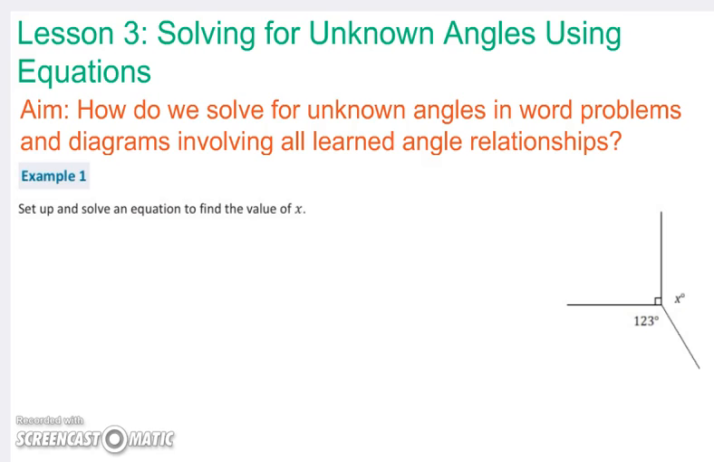So example 1, we're going to set up and solve an equation to find the value of x. Now in our previous lessons, we looked for a couple different angle relationships to help us out. To start off, we always try to look for vertical angles, which were those bow tie angles we talked about, when they're opposite each other. Well, if I look at this diagram here, I do not really see any vertical angles, so that relationship is out.